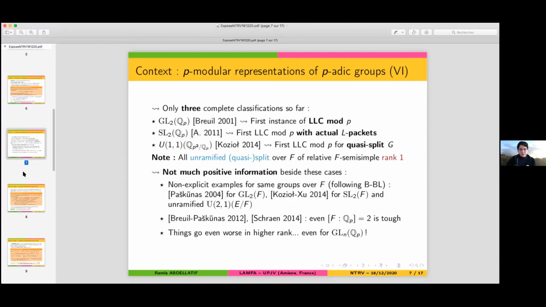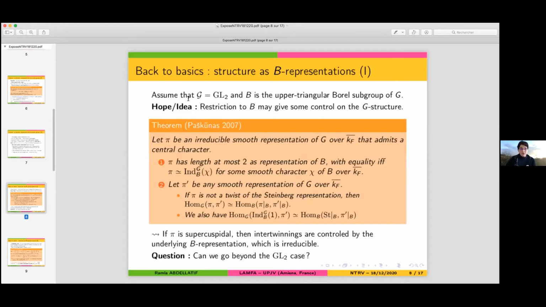And this is what Paskunas did for GL2 in a 2007 paper, the Compositio paper.